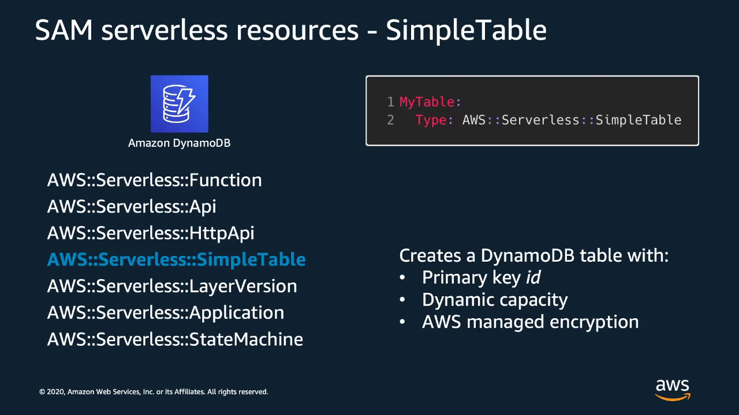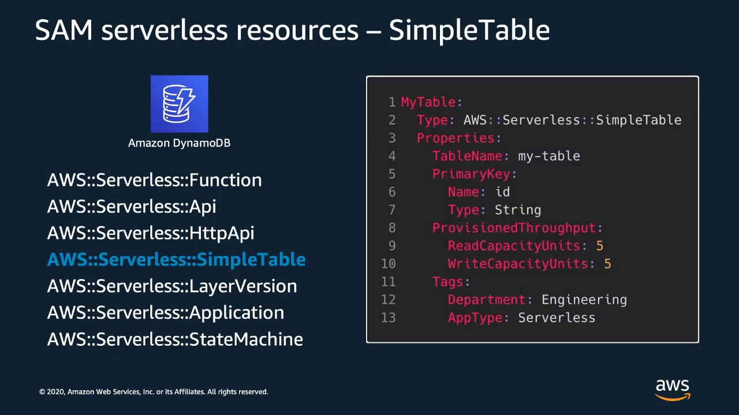Now, if you want a little more control over that, that's okay. You can do that. In a simple table, you can add more parameters like, hey, what do I want to name it? What is my primary key? I don't want to use ID as my primary key. I can name it something else. I can handle my read and write capacities, tagging, things like that.